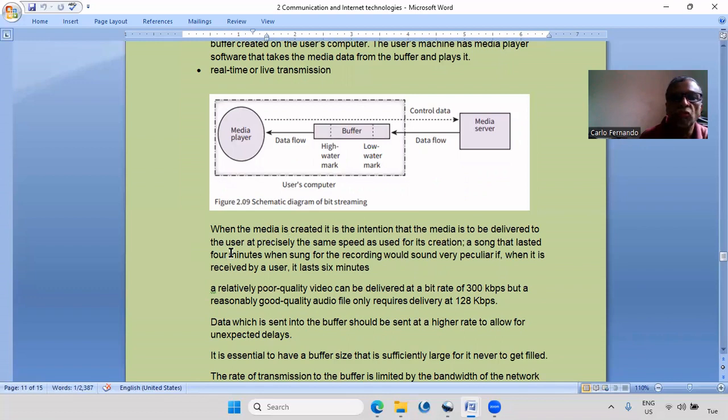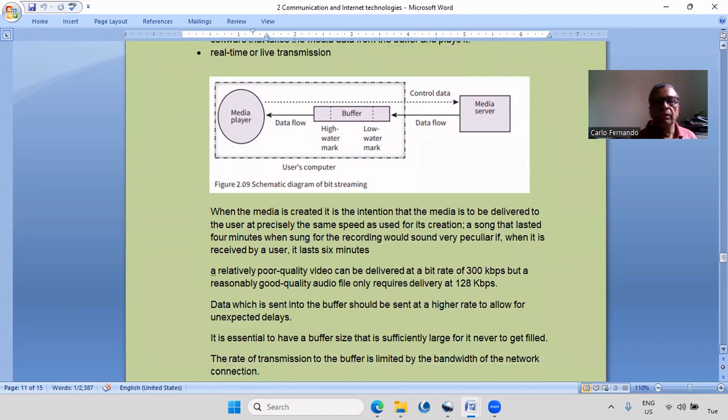A song that lasted 4 minutes when sung for the recording would sound very peculiar if, when it is received by a user, it lasts 6 minutes. That means slow speed. At slow speed, you will get very funny sounds, not the normal voice. So it has to be played at the original speed.